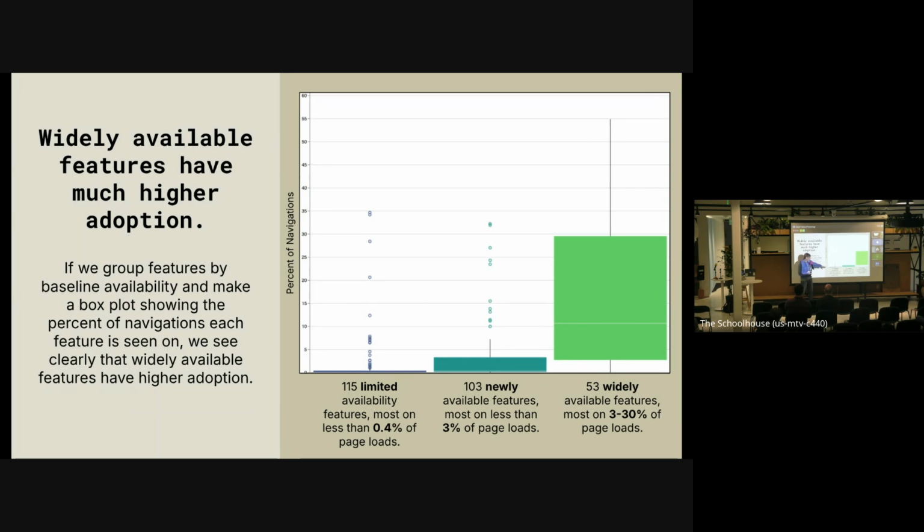So you can see for limited availability features, the 75th percentile is 0.4% of navigations. And then for newly, it's 3%. But then for widely, the box goes from the 25th percentile to the 75th, from like 3 to 30. So that's one of the clearest cases I've ever seen where we have a hypothesis and the chart shows it, where you just dump the data on a chart and it says widely available features are more adopted.